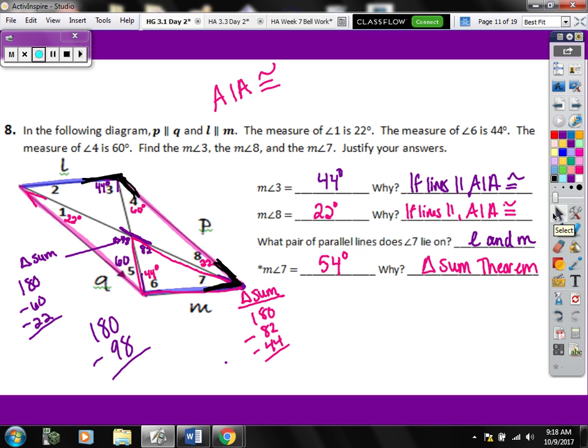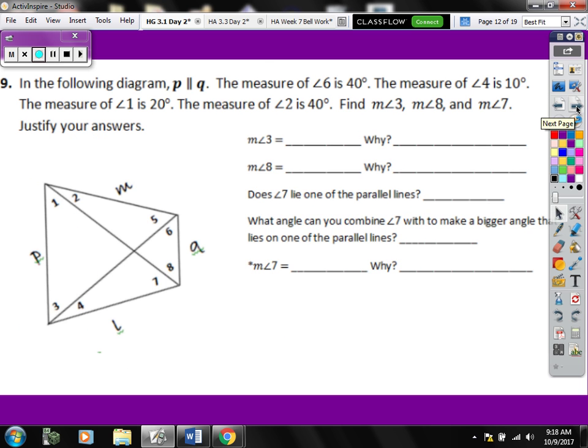Okay. Let's take a look at another one. This one's going to be harder because we only have one pair of parallel lines. We can't jump across all of them, so only P is parallel to Q.